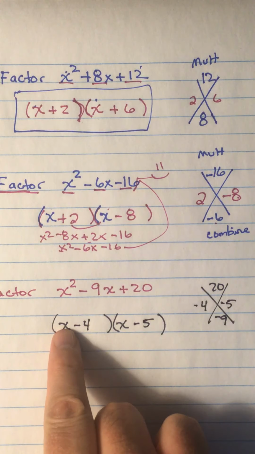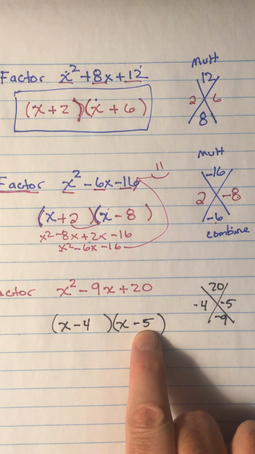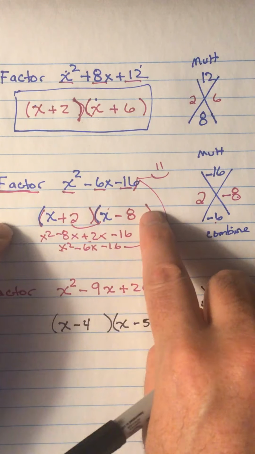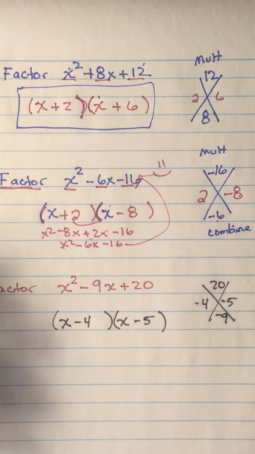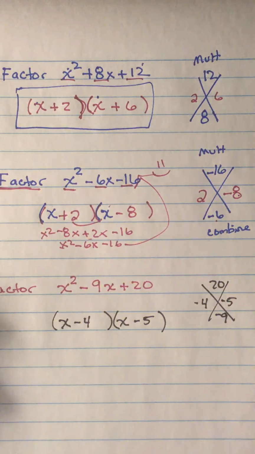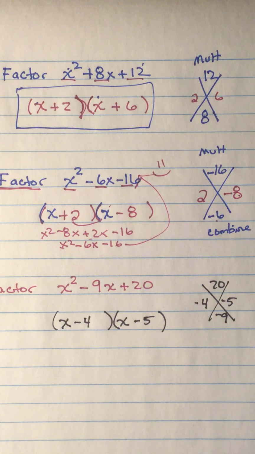By the way, you could have x minus 5 first and the x minus 4 second. Everything in all of these could be reversed, but the positive would have to be the 2 in this case. The negative would have to be the 8. So the signs matter, but the spot that they're in doesn't. I hope this helps. I hope you guys have a pretty good understanding of how to factor trinomials.